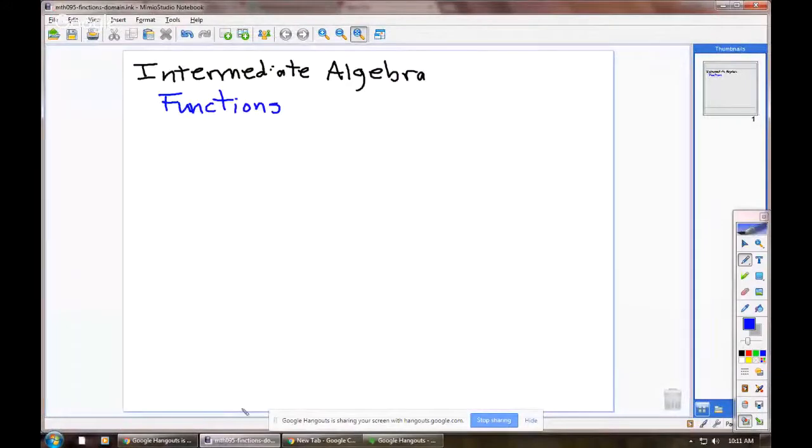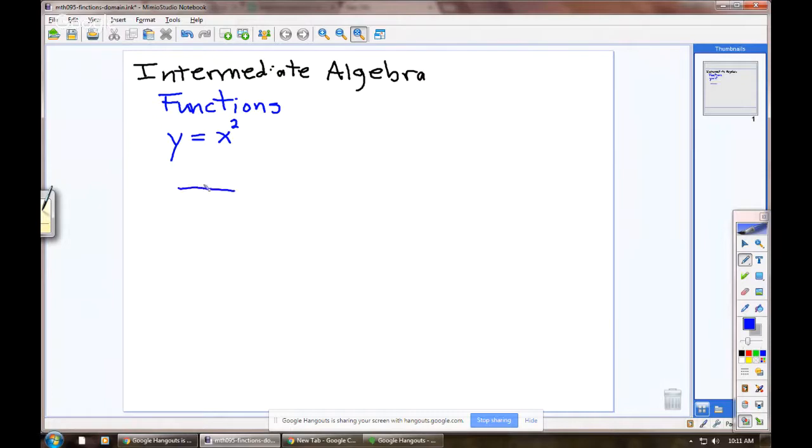So let's consider a function, or the equation y equals x squared. My claim is that it's a function. Remember what it means to be a function: for any input, any x value we plug in, there's no more than one output. So let's just pick a couple of numbers and see.